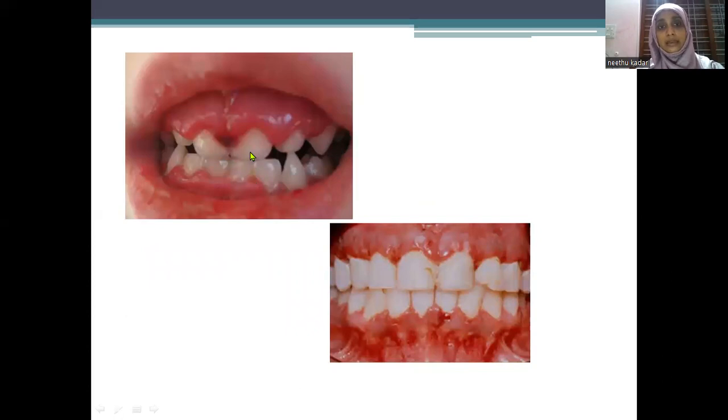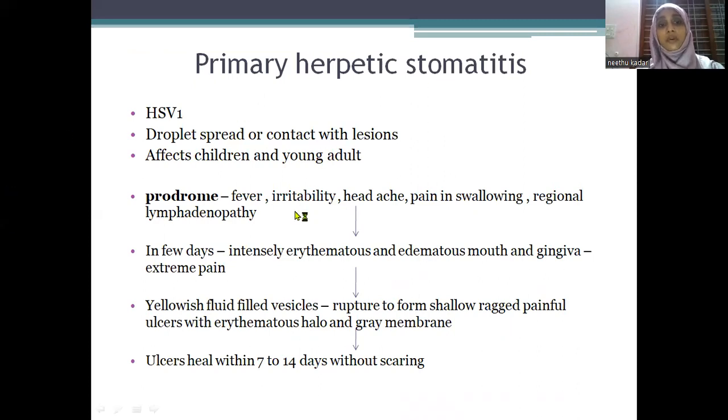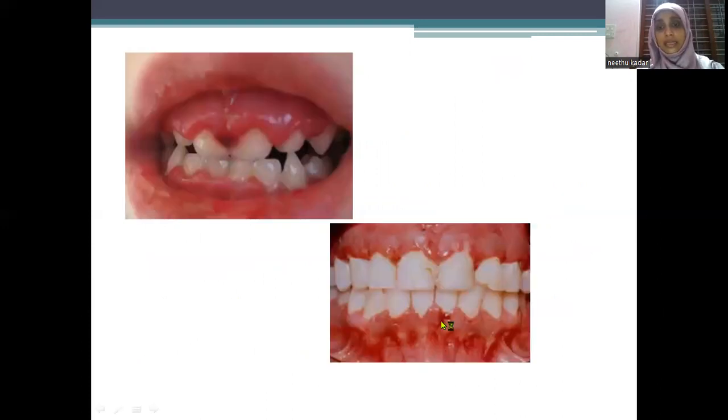Something like this, where the gingiva is extensively erythematous, with vesicles that rupture to form shallow intraoral ulcers with an erythematous halo. These ulcers coalesce to form larger ulcers and can heal within 7 to 14 days without scarring. So these are the erythematous ulcers formed inside the oral cavity.